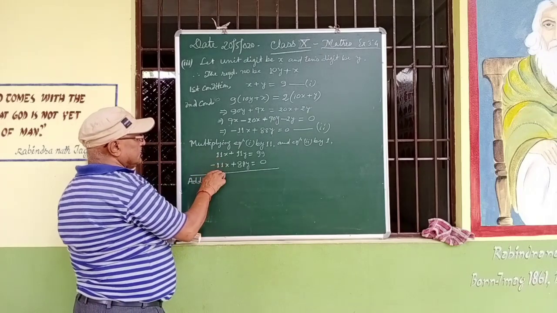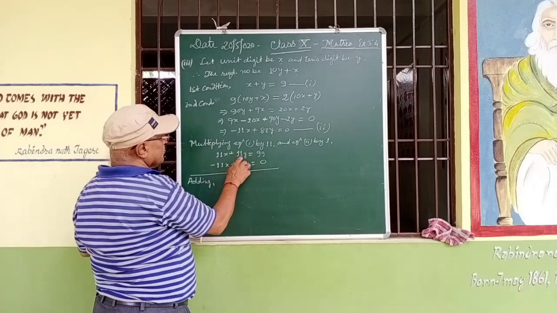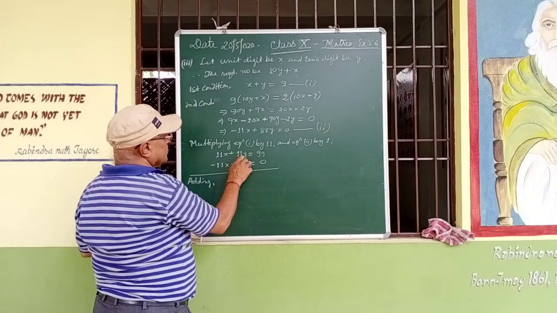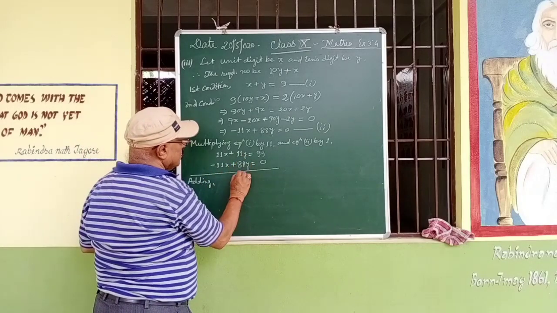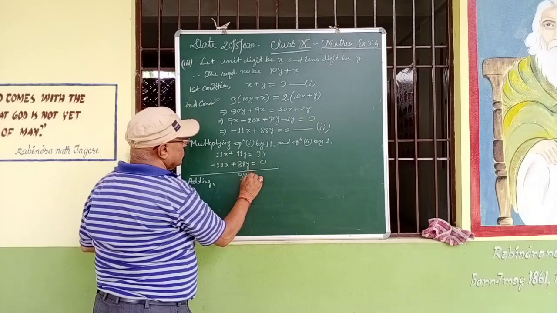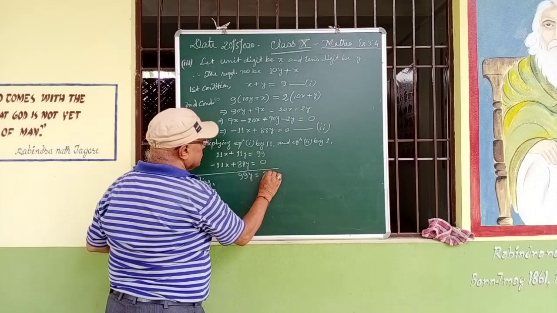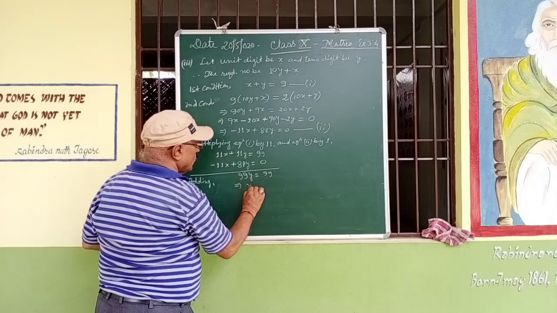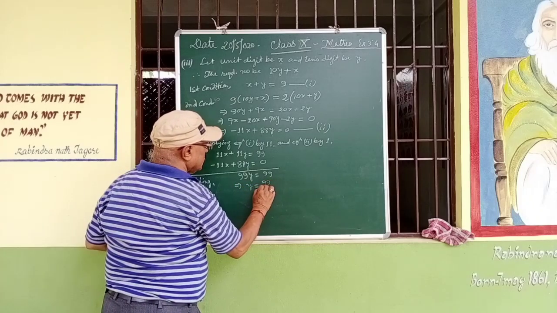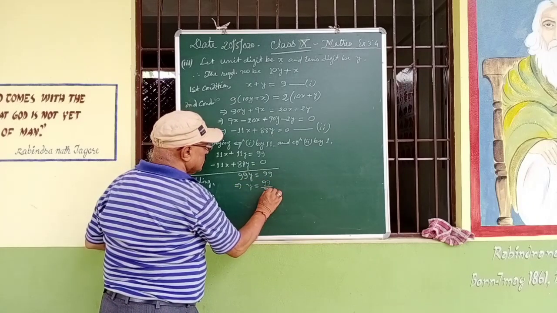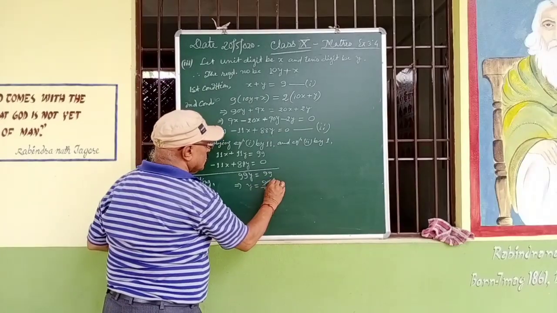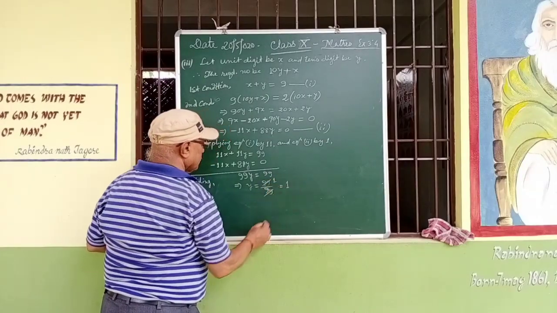Adding, when we add, 11 and minus 11 cancel, 88 plus 11 is 99y, equal to 99, or y is equal to 99 by 99, we get 1.